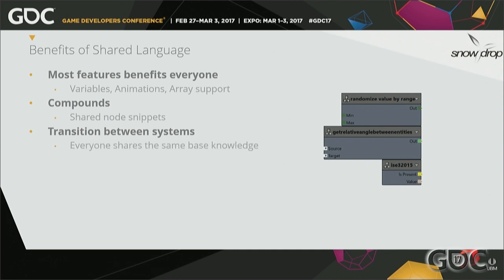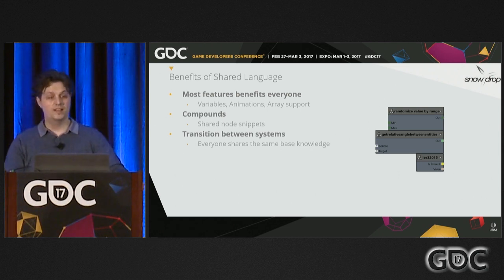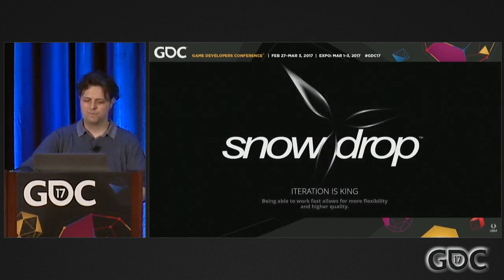Having everyone work with the same language just generally helps out around the office as well. It means that level scripters, artists, coders, and designers all speak the same base language. So while each graph system might work in slightly different ways, we at least have a common ground for communication.